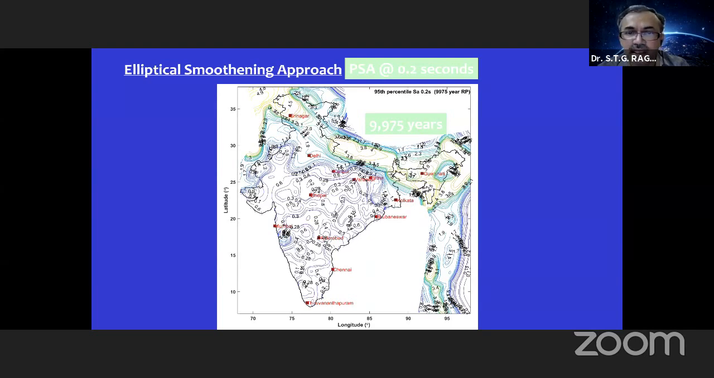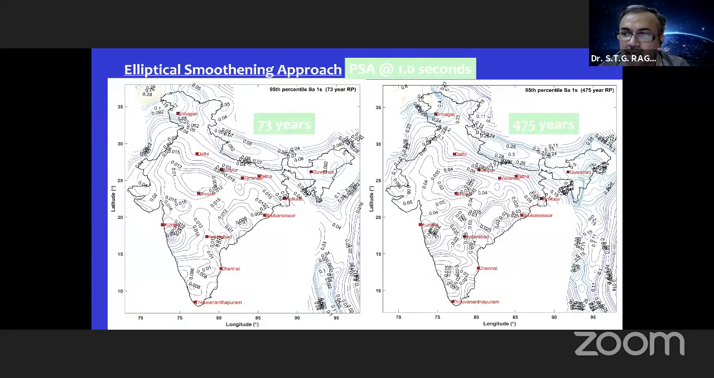Now similarly, this is for 1 second. Generally, in international codes, 1 second or 1.25 is known as the long period site coefficient. So these contours I'm showing here are also 95 percentile, that is mean plus 1.65 times sigma.